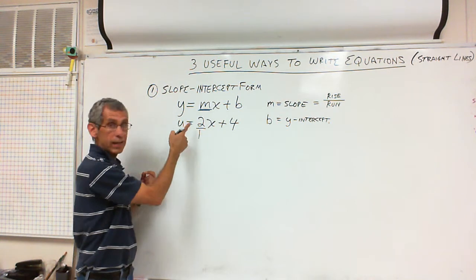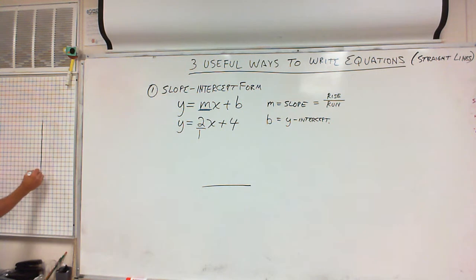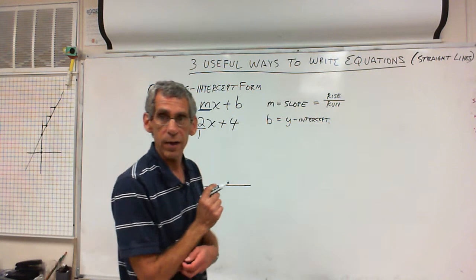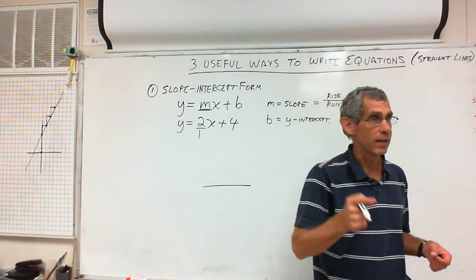So that would mean I'm rising 2 on a graph. Let's just say I'm starting here, and I rise 2, I go up 2, and I run 1, and I put a dot. I rise 2, run 1, put a dot. Rise 2, run 1, put a dot. I have a straight line. Isn't that cool? I actually just graphed this equation just now. That's how fast it is.